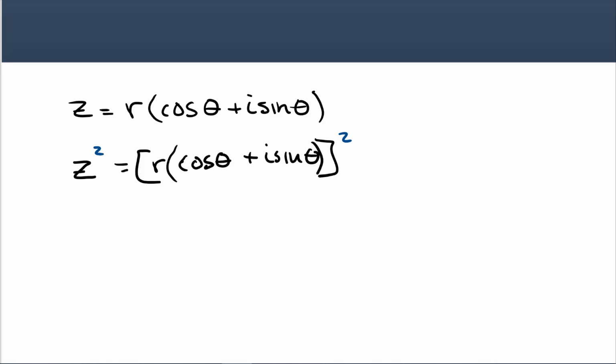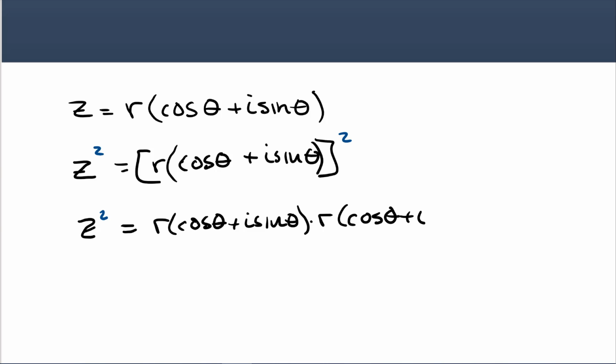Cool. When we square something, that means write it twice and multiply the two things together. So that's what we're going to do. So that's z squared. Well, that's going to equal r times cosine of theta plus i sine of theta, times r times cosine of theta plus i sine of theta. Right? I wrote it twice with a multiplication in between. So let's just do it.